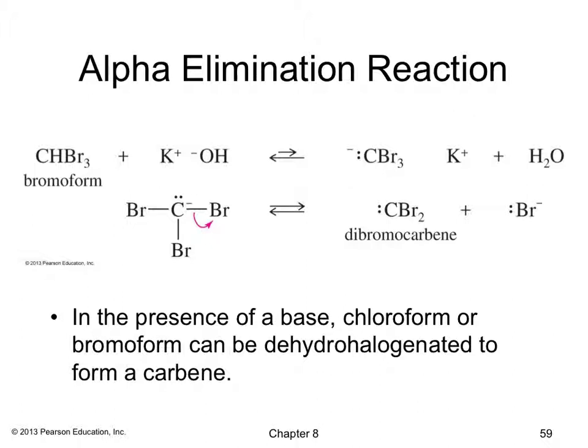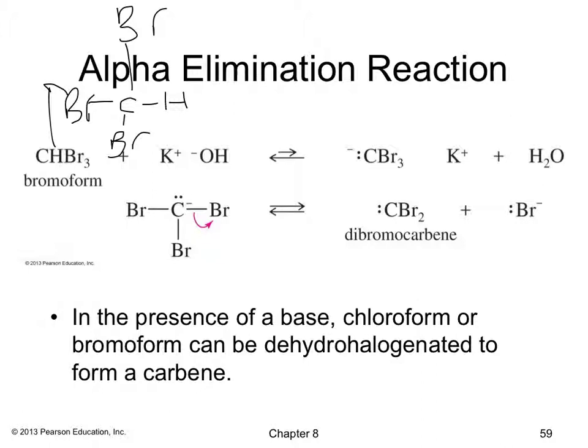The other is alpha elimination in the presence of bromoform or chloroform and potassium hydroxide or base. What will happen is, let me show you, this will be C, we'll put the H over here, Br down here, sorry about my handwriting, please bear with me, and your other Br. So this is your bromoform.